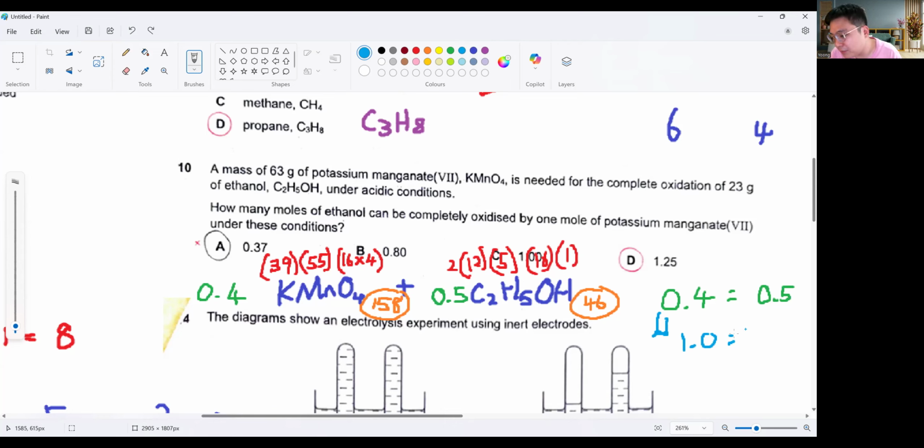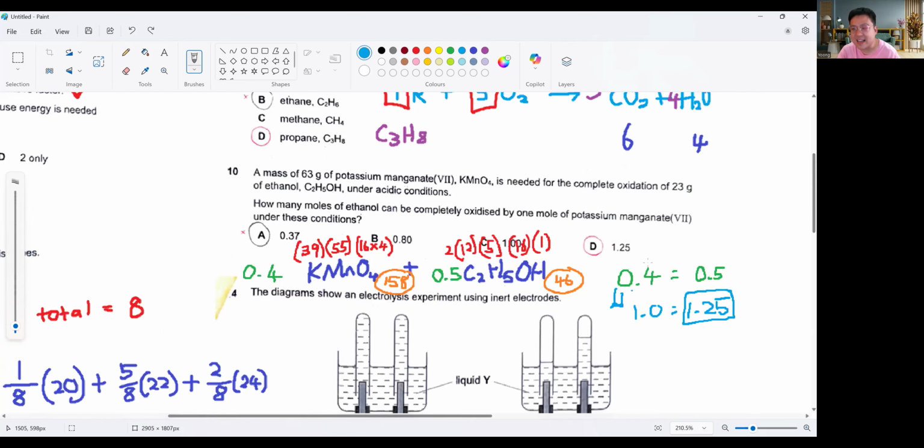So therefore, you have to be fair. If here you times 2.5, here also times 2.5. So 2.5 times 0.5 is 1.25. I wouldn't say it's difficult, but it's not that easy also.